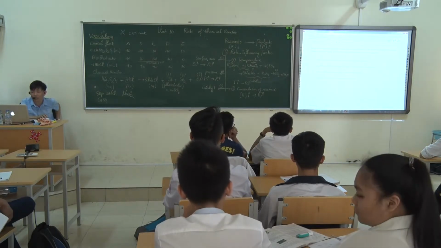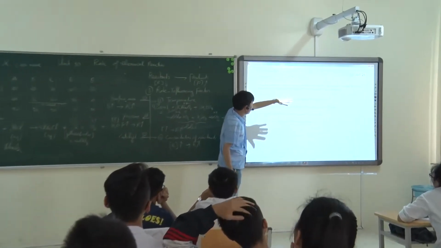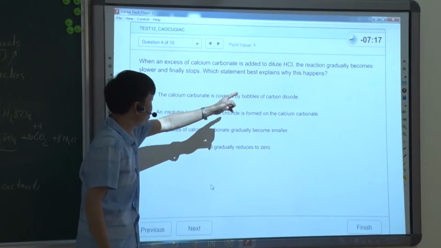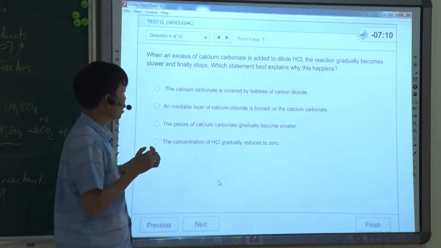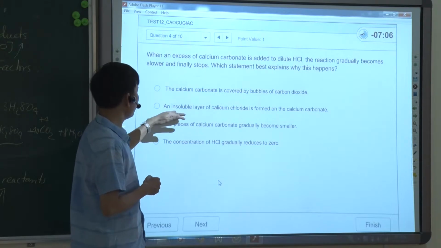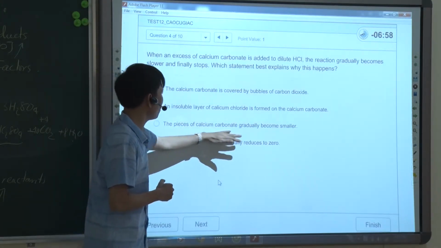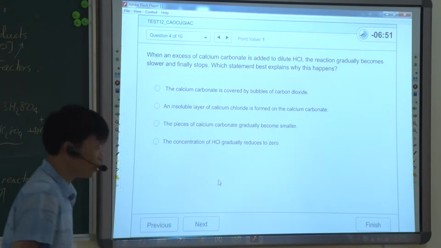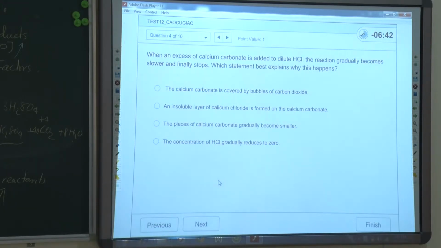Now, so when excess calcium carbonate is added to dilute hydrochloric acid, the reaction gradually becomes slower and finally stops. Which statement best explains why this happened? The calcium carbonate is covered by bubbles of carbon dioxide. An insoluble layer of calcium chloride is formed on the calcium carbonate. The pieces of calcium carbonate gradually become smaller. The concentration of hydrochloric acid gradually reduces to zero. To zero? Okay, to zero.